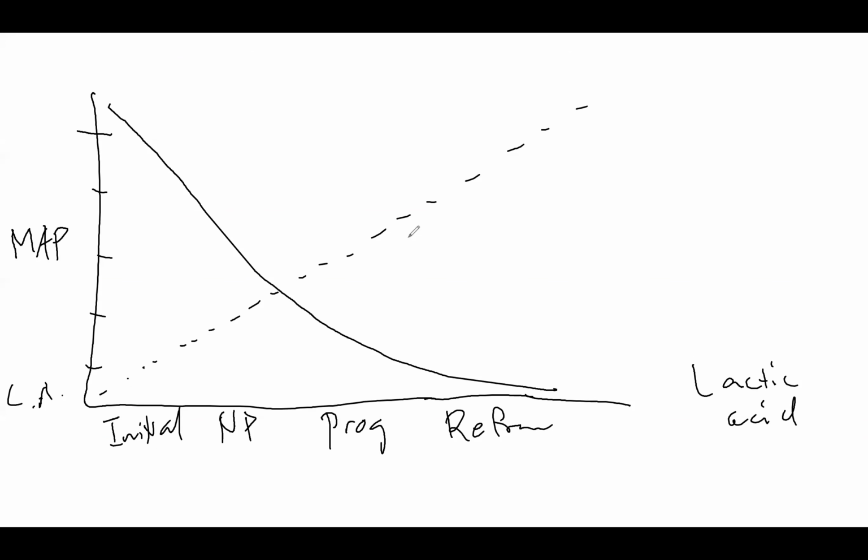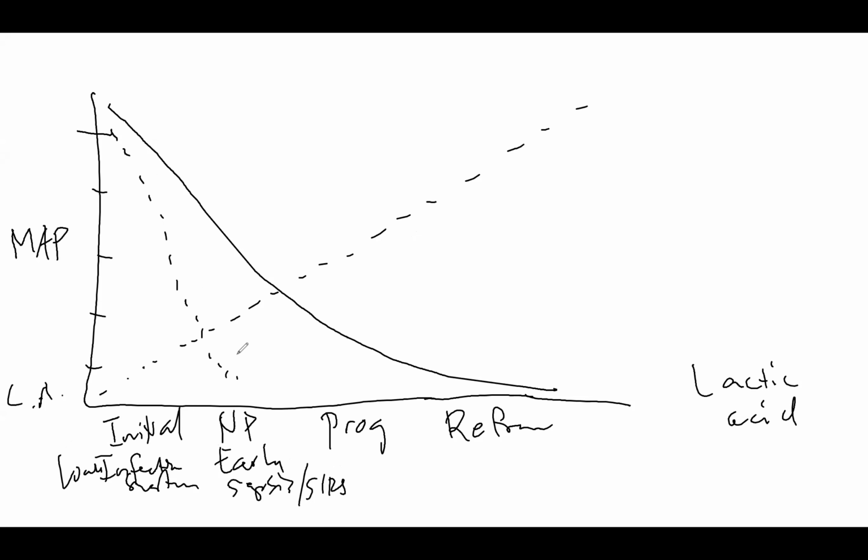So here, if we put this as infection, and local, let's say local, and then systemic infection, and then let's say this is now early sepsis/SIRS. So they follow the same pattern. So initially the patient goes hypodynamic, but only for a short time.